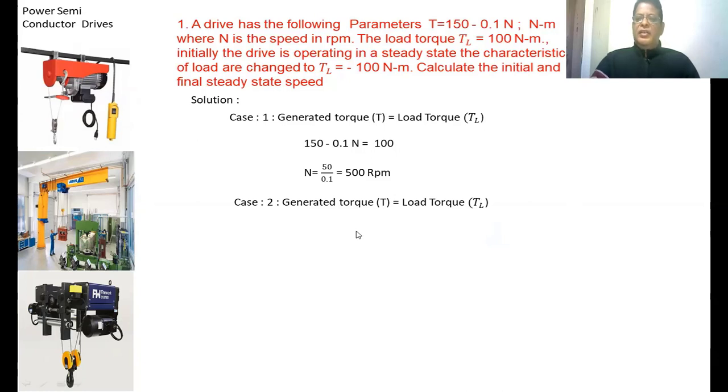The second case, the load torque equal to minus 100 Newton meter. Again, we are using the same formula, generator torque equal to load torque. The expression for the generator torque is given, that is 150 minus 0.1 N equal to minus 100. Again, you find N. You are getting the value 2500.